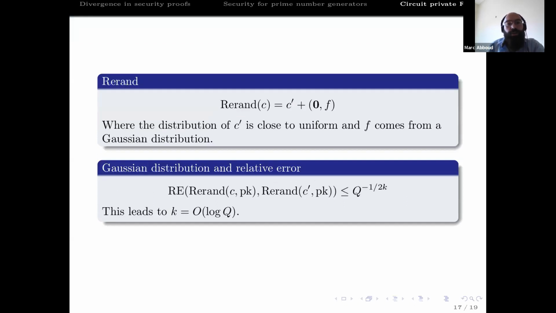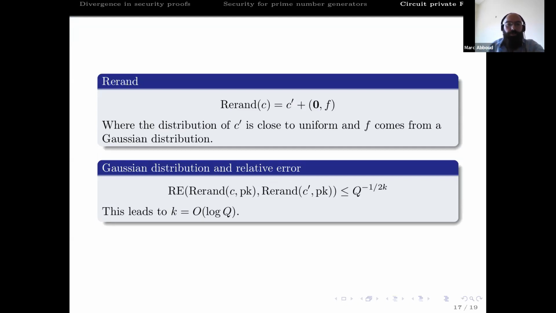So how does it work? If you have a ciphertext, you just sample C prime with a process such that C prime is close to uniform. Then you add the noise F, which here comes from a Gaussian distribution. In the original paper, it comes from a uniform distribution. And you show that the only leakage of rerandomize comes from F.